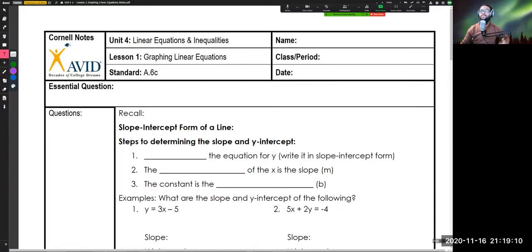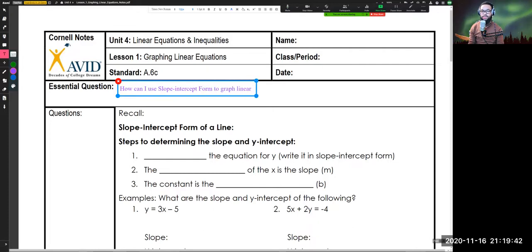So this is unit 4, lesson 1 in unit 4. We're going to be covering graphing linear equations. And like I said, the one thing you're going to learn is our essential question: how can I use slope intercept form to graph linear equations? Goodness, I can't spell very well.